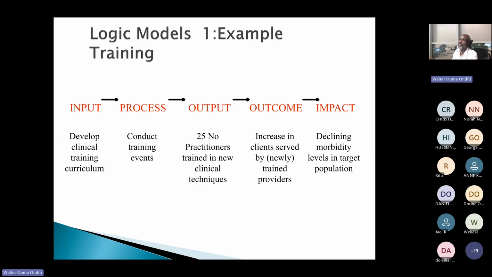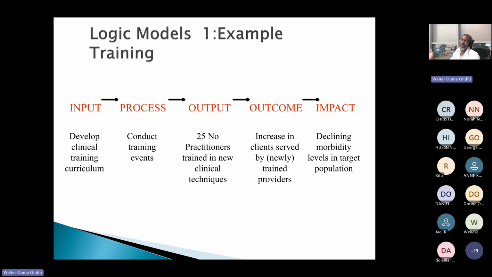Okay, let me go across the board. Then the other thing we are saying is, how will you ensure service by newly trained providers? Then the immediate result of that, let's say, is 25 practitioners trained in new clinical techniques. Do you think if we have a certain number of practitioners trained, they are likely to serve clients better? I don't know whether these things are adding up. Are you seeing the linkages?